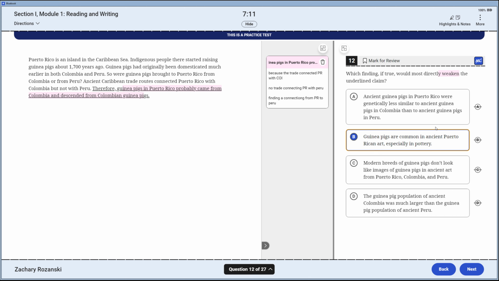I'll table him for a moment. I like him. I like the way that looks. Guinea pigs are common in ancient Puerto Rican art, especially in pottery. Absolutely absurd. I have no idea where that would come from. Modern brains of guinea pigs don't look like images. This would trash all of them when we're trying to weaken the claim. I don't know what this would do.